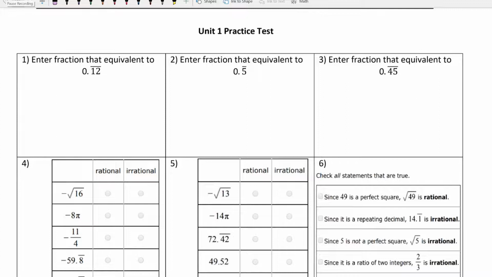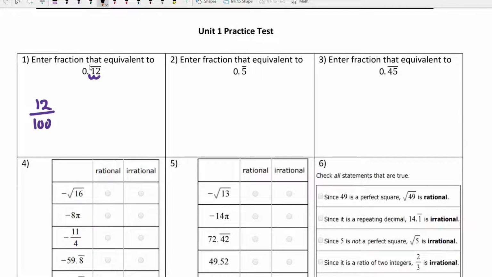In this video, I'm going to walk you through the Unit 1 practice test. We're going to go over question number 1. Enter the fraction that is equivalent to 0.12. What we're going to do is convert the decimal to a fraction. So we have 0.12, which is 12 over 100.